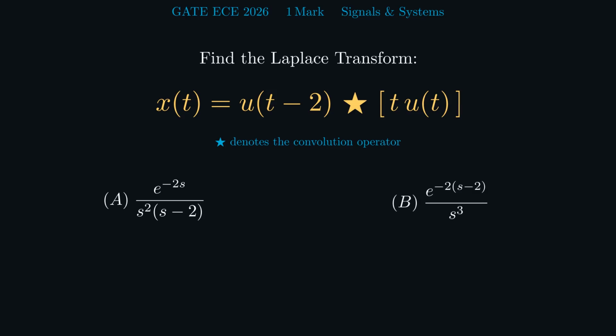B. E to the minus 2 times s minus 2, all over s cubed. C. S times e to the minus 2s over s minus 2 squared. D. E to the minus 2s over s cubed.